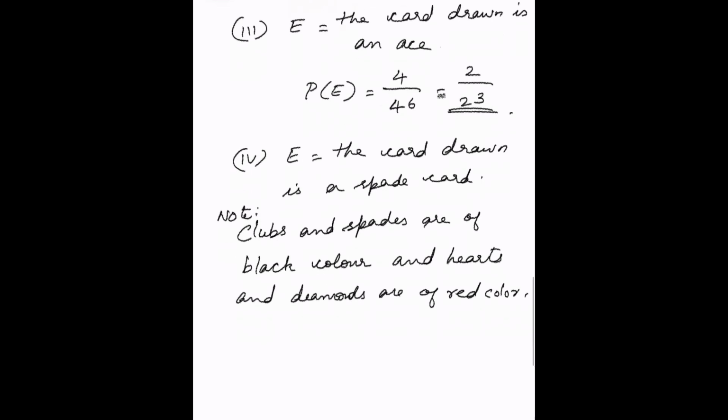So what will be our favorable outcome here? The card drawn is a spade card. How many spade cards have been removed? 3. From 13 spade cards, 3 face cards have been removed, so only 10 spade cards are left. So the probability of this event is 10 divided by 46, which is 5 divided by 23.